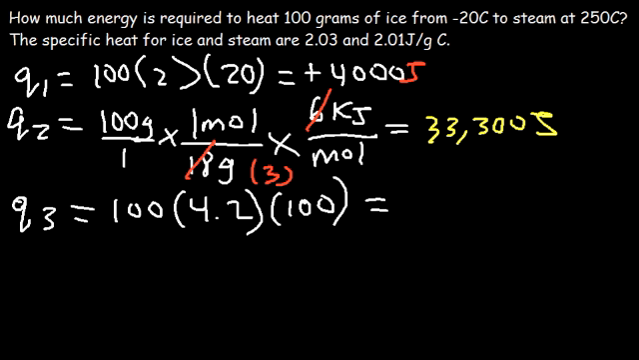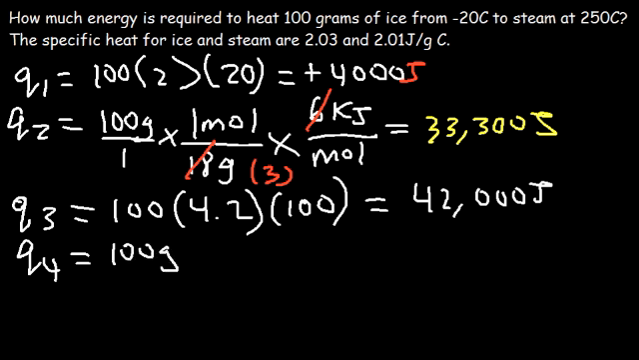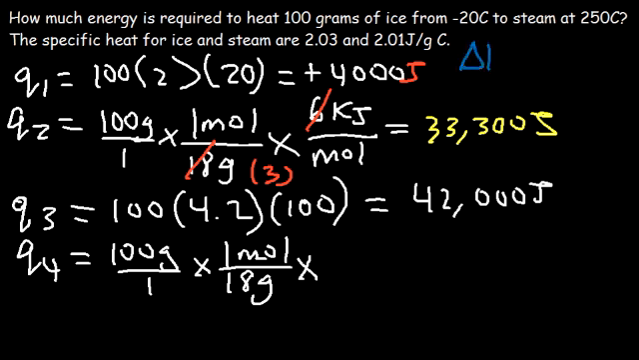So 100 times 100 is 10,000, and 10,000 times 4.2, that's equal to 42,000 joules. Now Q4 is a phase change, so let's convert. Let's start with 100 grams, and it's 1 mole per 18 grams. Now the heat of vaporization for water, I forgot to write it, but it's about 41 kilojoules per mole.